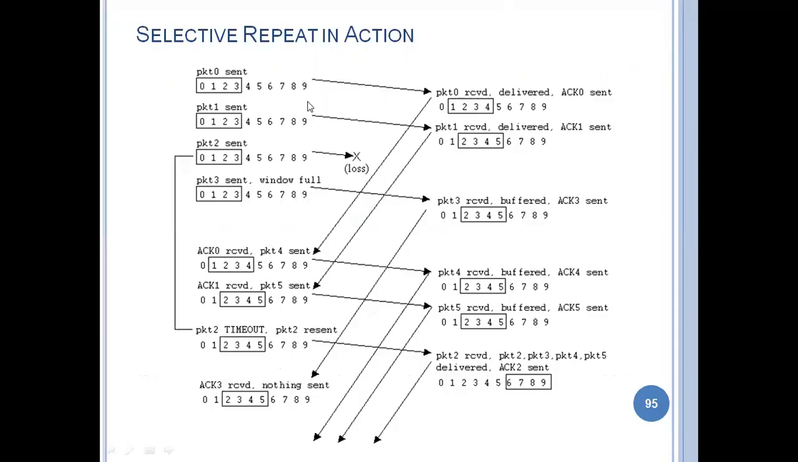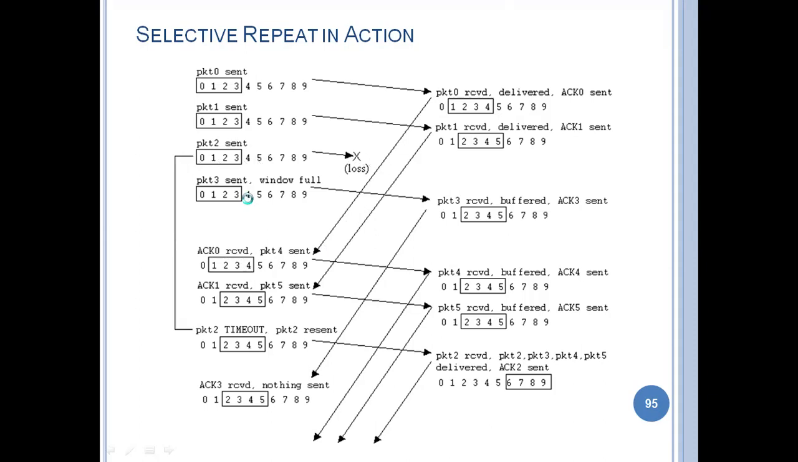So what happens in selective repeat? The best example for selective repeat action is this: 0 to 9, a total of 10 bits, have to be transmitted. The packet size is 4: 0, 1, 2, 3 are sent. Packet 0 is received, then 1, 2, 3, 4, delivered and acknowledgement is sent. Again the packets are transmitted, and acknowledgement is received. Here a packet is lost. Only packet 2 is lost.